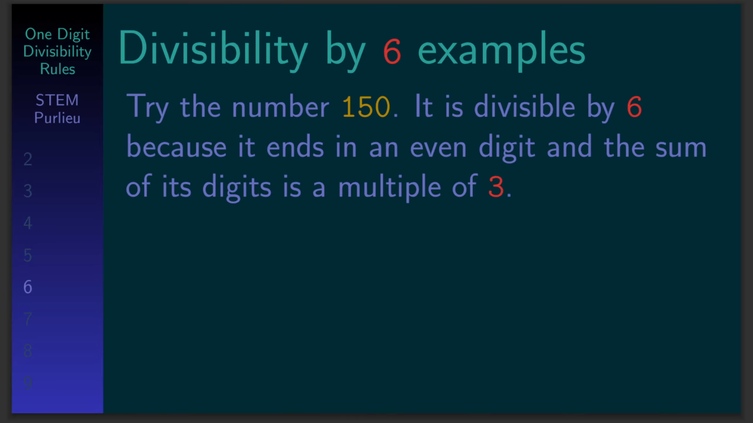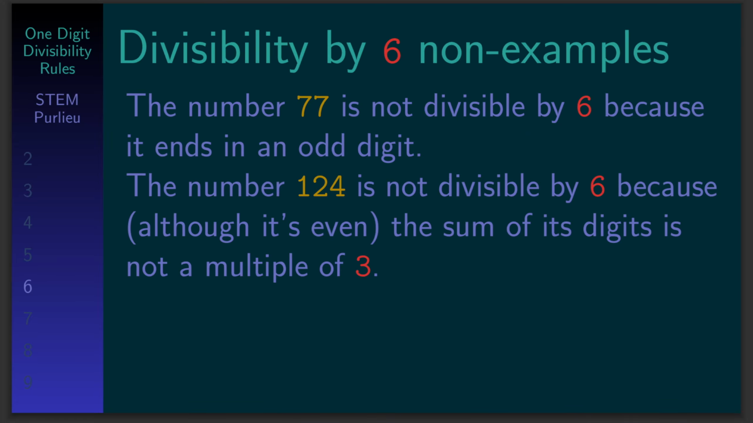The number 150 is divisible by 6 because it ends in an even digit and the sum of its digits is a multiple of 3. On the other hand, the number 77 is not divisible by 6 because it ends in an odd digit. So therefore it's not divisible by 2, and subsequently we can find it's not divisible by 6 because it's odd.